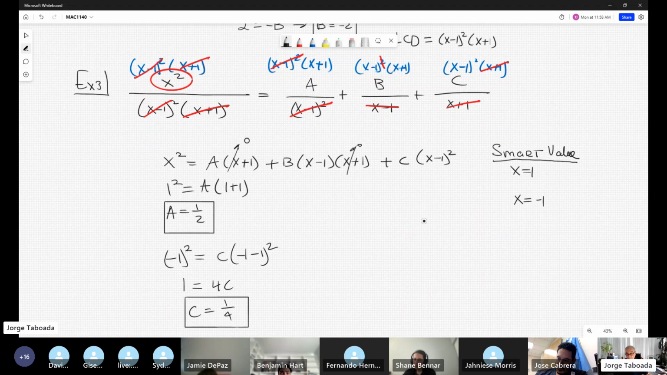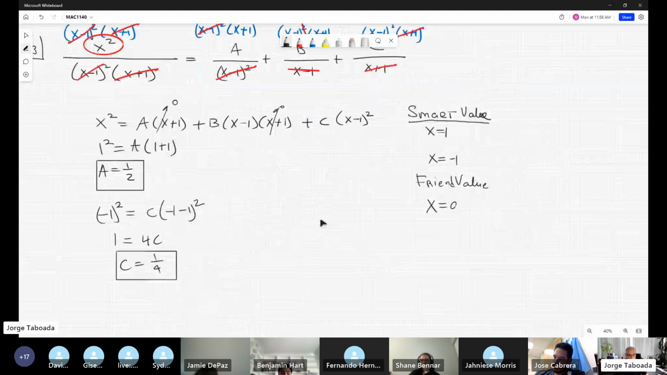However, unfortunately, we have no more smart values. We're using what I call a frame value. What is the frame value? Frame value is an arbitrary value, but easy, no? 100, no? 1000, no? Frame value. I like zero so much as a frame value, because it is very friendly. You plug in zero in the equation, in which equation? The original and this one.